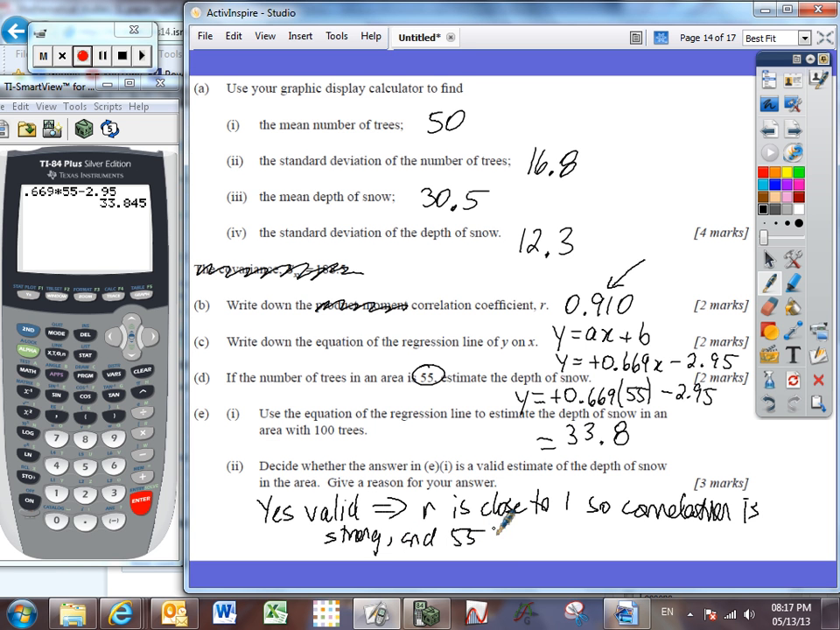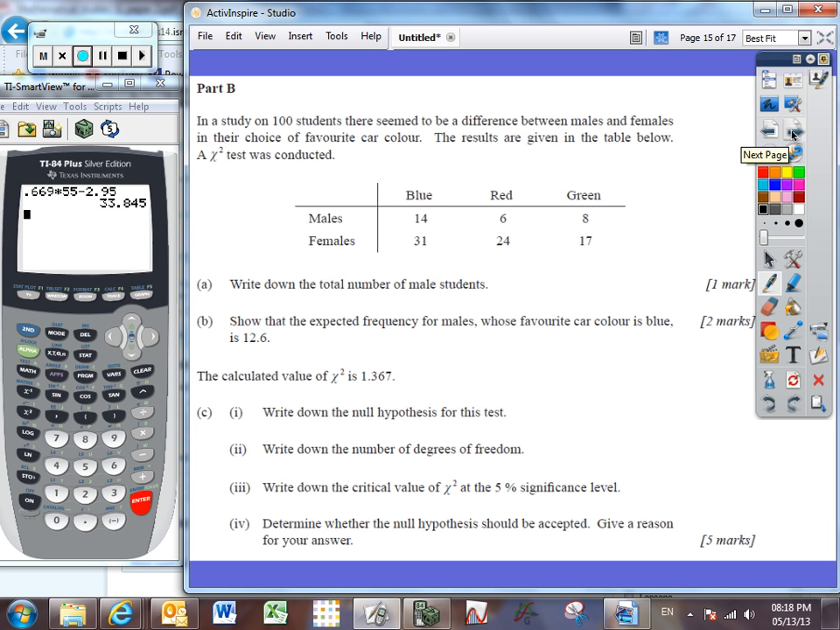And 55 is in the range of x values. Another way you could say this is that we're interpolating, and interpolating we know is a good thing. So when we interpolate, yes, it tends to be a reliable estimate. If you extrapolate by taking a value of x that was outside of your x values, then no, it's no longer reliable. Alright, so let's move on to part B, where it looks like it's going to be a chi-squared test.